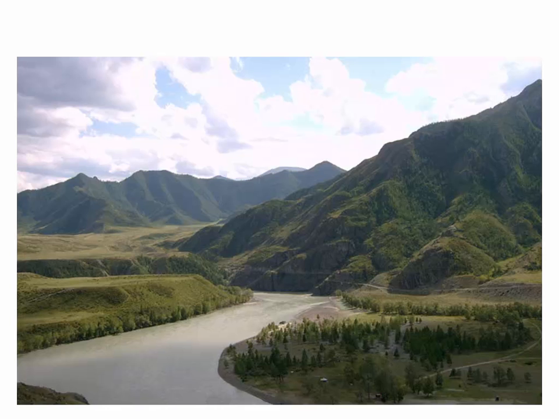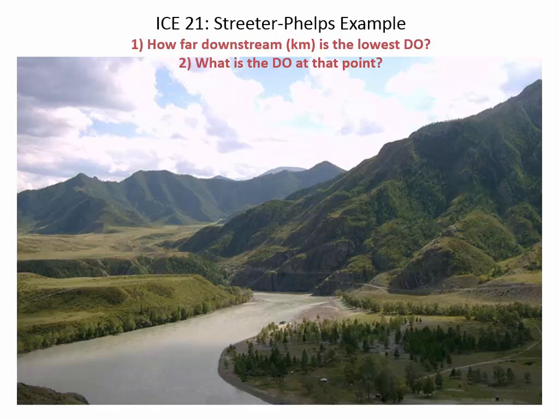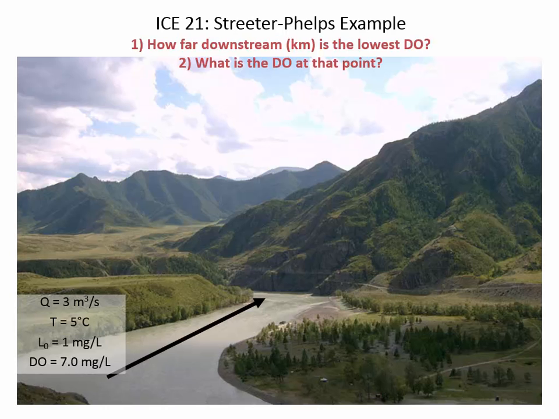Now, here's our river that we're going to use for the in-class exercise. All right? It's a beautiful river. I don't remember where this photo was taken. Let's say that we have this river and we know its characteristics. It has a flow rate of 3 cubic meters per second. The temperature is relatively cold. So 5 degrees Celsius is the water temperature.